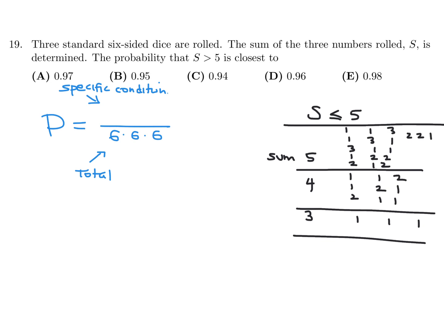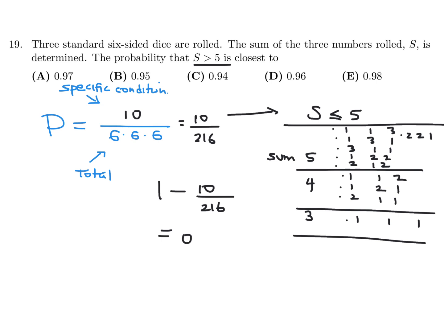Yeah. So how many do I have? 1, 2, 3, 4, 5, 6, 7, 8, 9, 10. So 10 over that, which is 10 over what's 6 to the power 3? 216. This is the probability of the sum being less than or equal to 5. Now we want the sum to be greater than 5, so we take the complement, which is subtracting that from 1. And that, when you crunch that out in your calculator, it will be 0.9537, and therefore the closest is B.